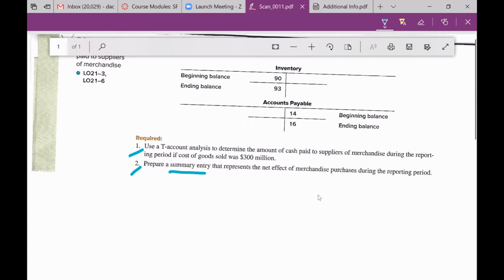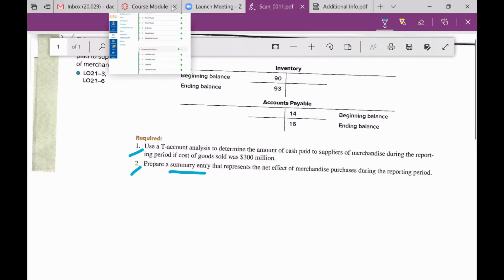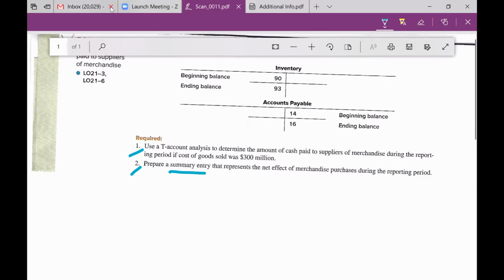Okay, let's go over this question. So let's use T accounts to figure out the cash payments to suppliers. What do we know with this? Cost of goods sold was 300.